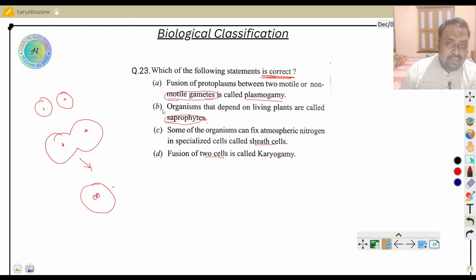Okay. Here, fusion of two protoplasms is called plasmogamy, and that is the right answer. Organisms that depend on living plants are called herbivores, not saprophytes. Okay. Next question.